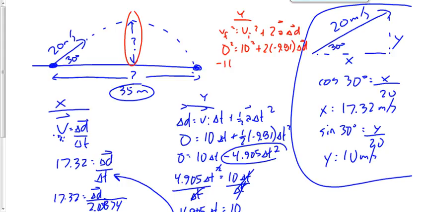It becomes negative 100 equals negative 19.62 times delta D. Delta D becomes 100 divided by 19.62, which is 5.1. We've just found a vertical displacement. That vertical displacement is the displacement at the time when the vertical velocity becomes 0. When does the vertical velocity become 0? When it's at its maximum height. So we've just found the maximum height by doing this.